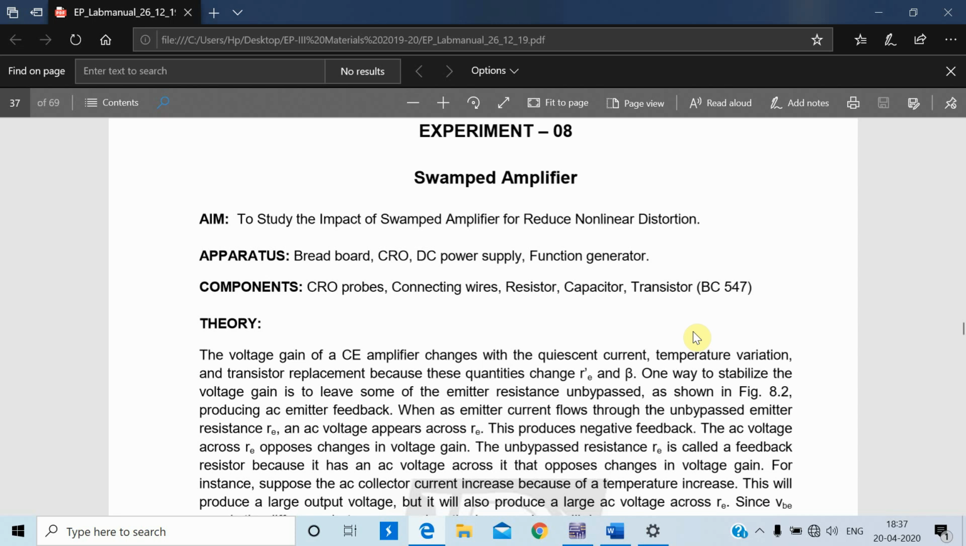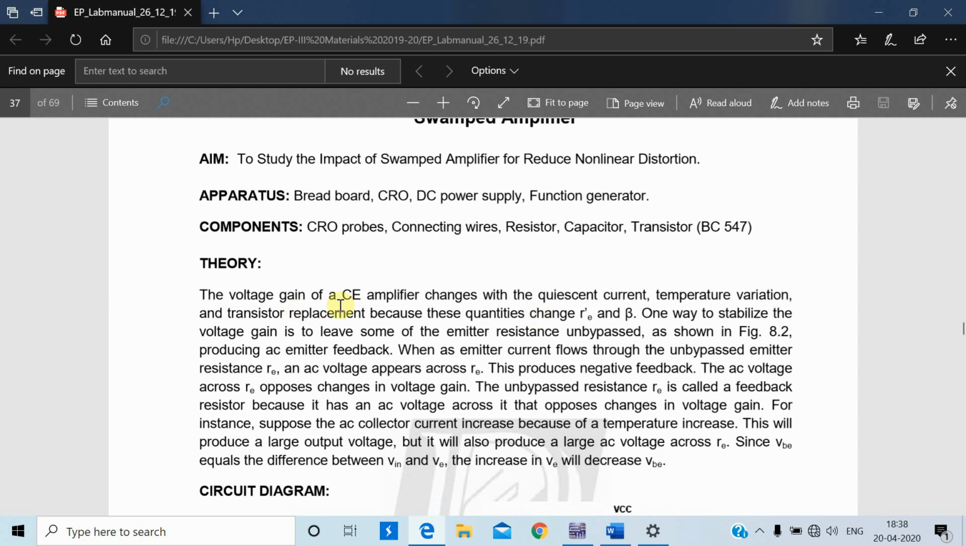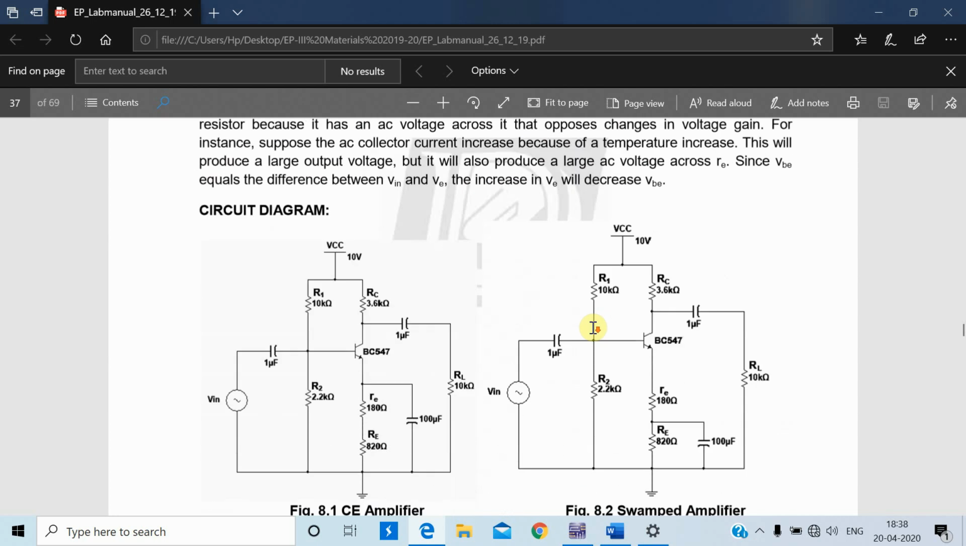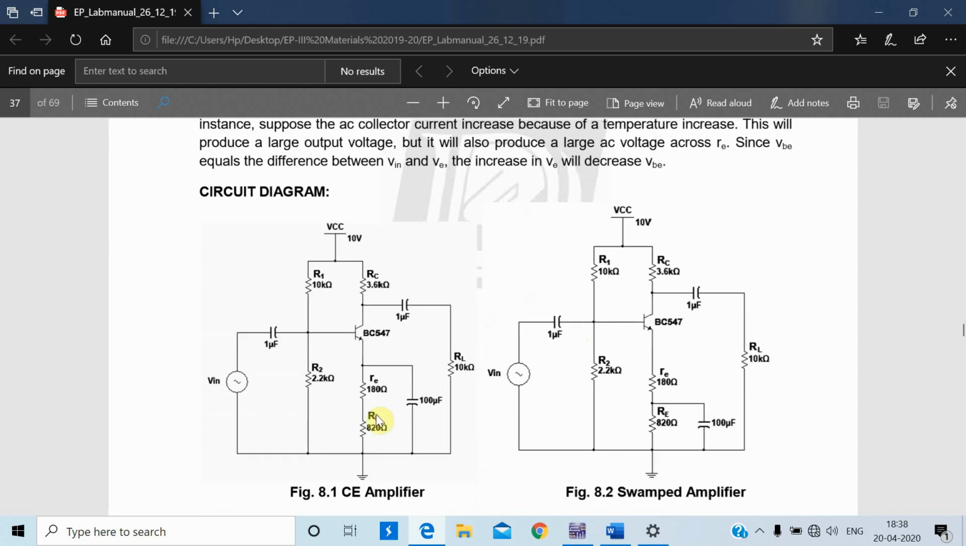Hello everyone. Today we are going to discuss this swamped amplifier. Here the theory portion I am not going to discuss. Let's see the circuit diagram for the CE amplifier and the swamped amplifier, and the basic difference between these two circuits.